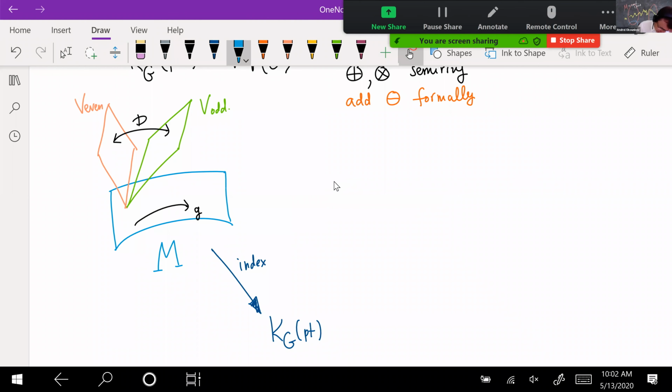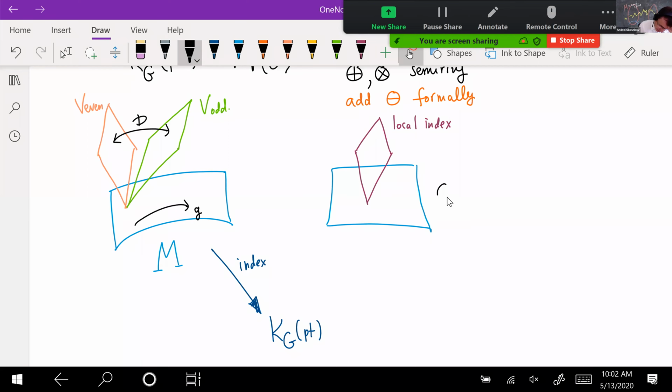But there is an intermediate step. Namely, there is some kind of index bundle first. So there is a kind of bundle of indices. So just write: local index, which is an element which is well defined in the equivariant K theory of the manifold M. And then there is this push forward with respect to M going to a point.